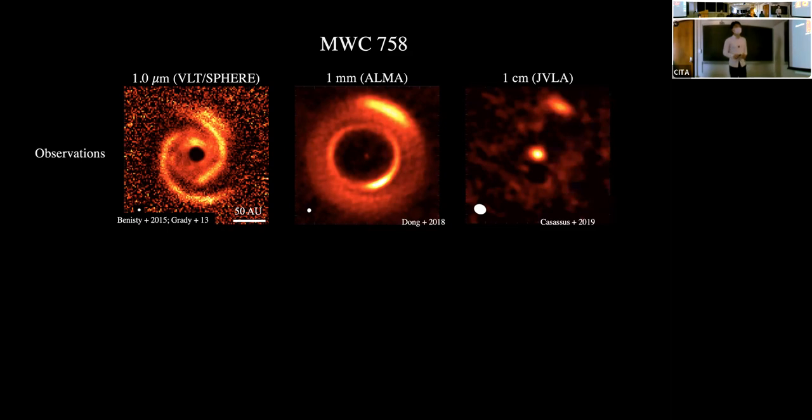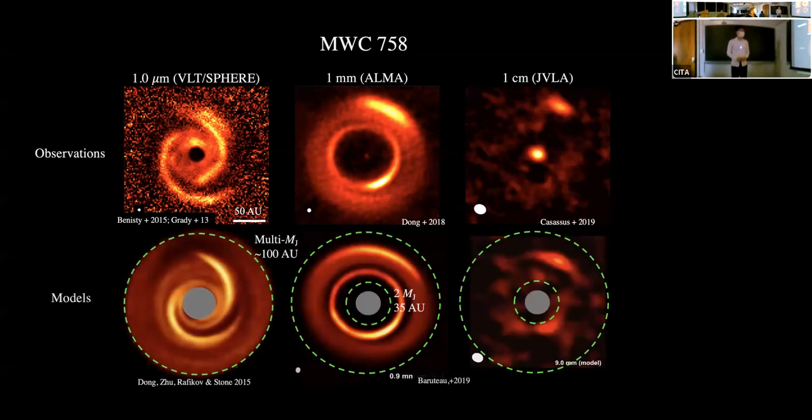The right panel shows the 1 centimeter Jansky Very Large Array, JVLA, image, which traces the distribution of roughly centimeter-sized particles. So you see, the interesting thing is the northern ALMA cloud has a centimeter emission counterpart, but the southern one doesn't. This emission source at the center of the JVLA image coincides with the location of the star. So how do we explain all these with planets?